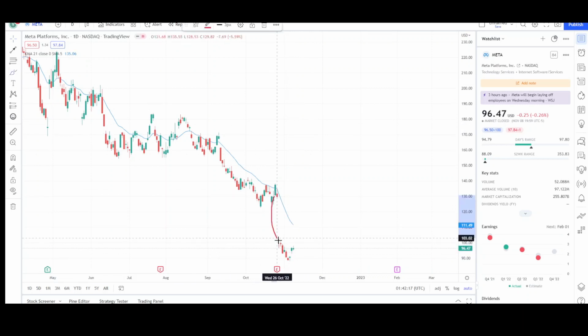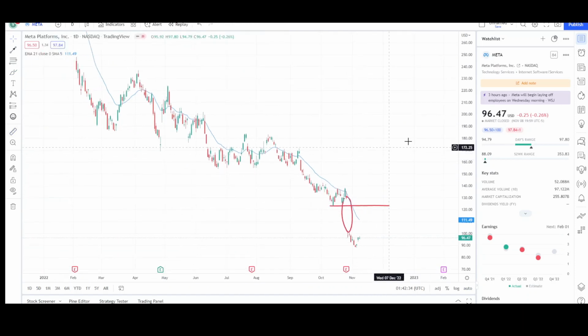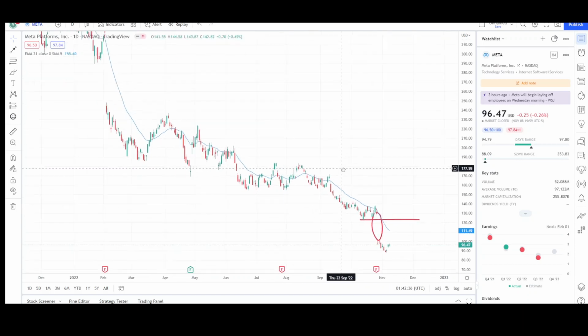There's a major gap right here that Meta Platforms created, so we could also come back to fill that. And to fill it, we need to come back to at least the 130 levels. So that's a pretty large pullback for Meta Platforms. If we were to go up from there, that's a 32-33% gain. This company is very weak, so I doubt we're going to fill in that gap.